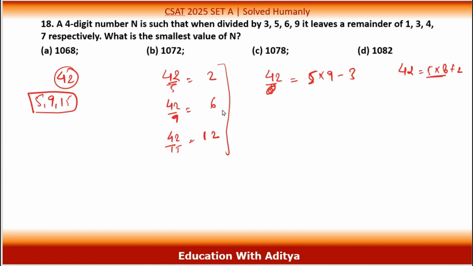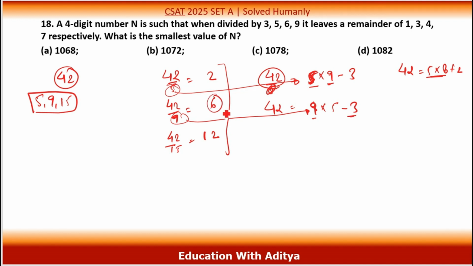But if I look at it this way, I can write 42 in another way, like dividing 42 by 5: 5 into 9 is 45 and minus 3. And if I look again at 9, 42 is equal to 9 into 5, which is 45, again minus 3. So earlier the remainder was plus 6, but now the remainder is minus 3.